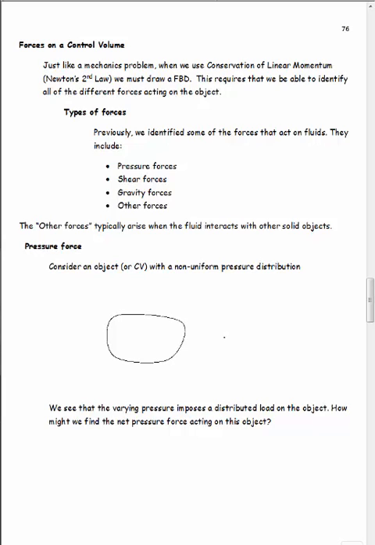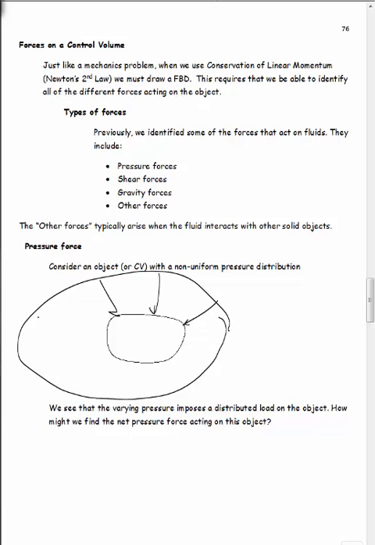A pressure force, we're going to get a net pressure force whenever we have an uneven pressure distribution. So let's say our pressure distribution looks like this. You can see on this left-hand side we got bigger pressure, so we would get a net force to the right in this kind of situation. This is our pressure field.